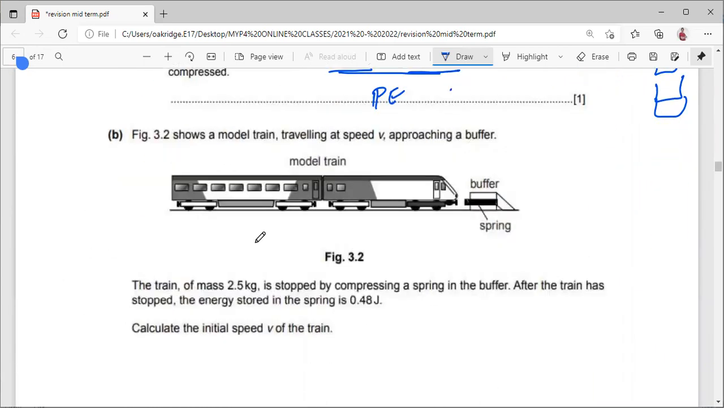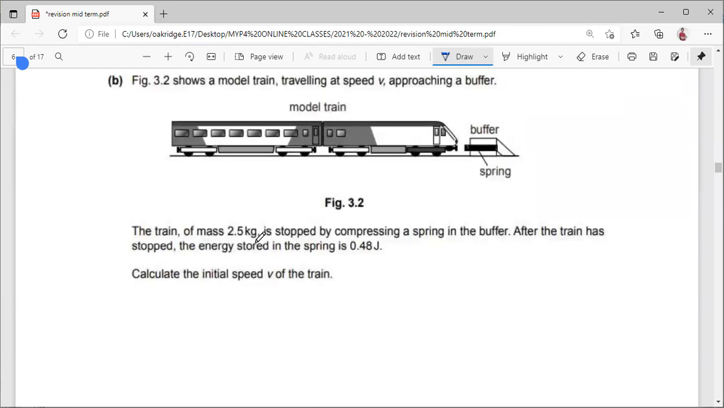Then the figure shows a model train traveling at speed v approaching a buffer. You would have seen this in railway stations. At the end of it, there's a buffer, which means it has a metal plate, and attached to the metal plate is a big, very, very stiff spring, so that if accidentally the train comes and hits it, it will be able to resist it. That's why this buffer is put over here. You see, the spring is kept over here.